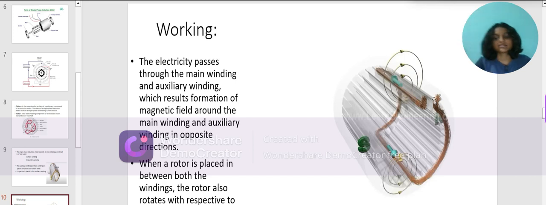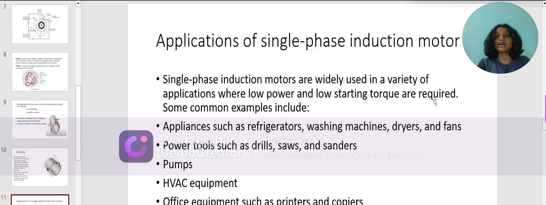Now applications of single phase induction motor. Single phase induction motor has very wide applications because of the low power and also low starting torque. The applications are it is used in refrigerators, washing machines, and also pumps, and it is used in industrial machines, printers, copiers, and so on.